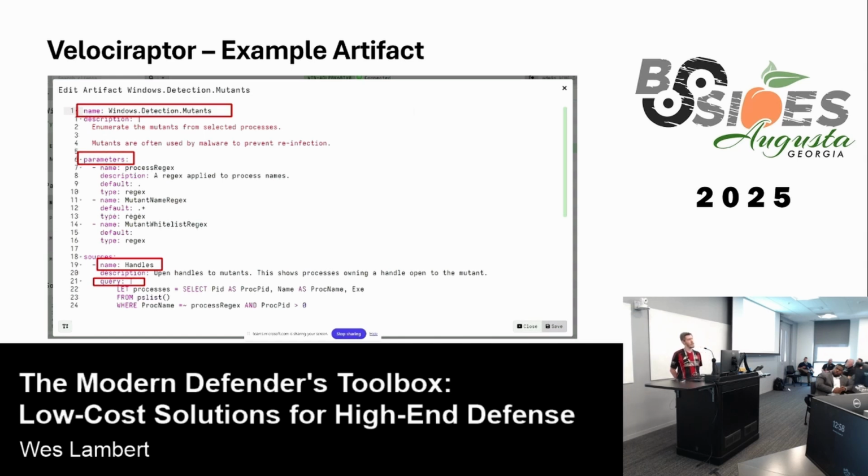Here's an example of the mutants detection. So basically, mutants are used by malware to prevent reinfection. So this artifact right here is used to detect mutants. You can see the different parts there highlighted, such as the name, the parameters, and the query down there. But Velociraptor has tons of different types of artifacts within its core set, and also contributed by the community to achieve different goals.